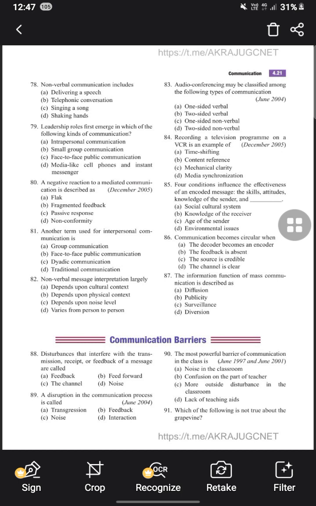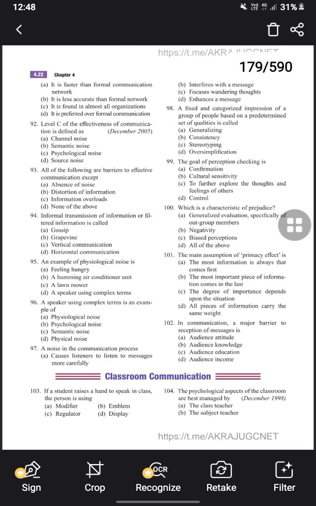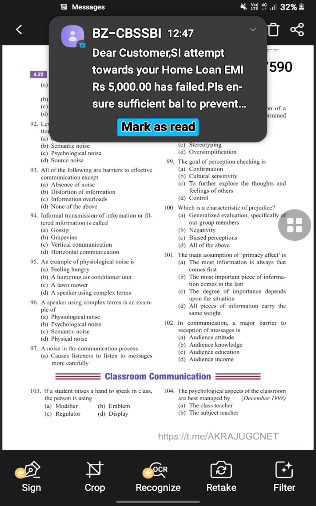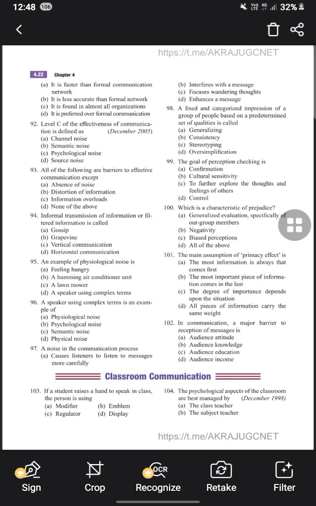88 is D, noise. The disruption in the communication process is called noise, 89 is C. The most powerful barrier of communication is B, confusion on the part of the teacher. Which of the following is not true about the grapevine? So not true is what? 91 is D, that is it is preferred over formal communication.